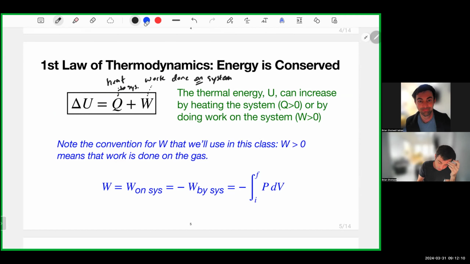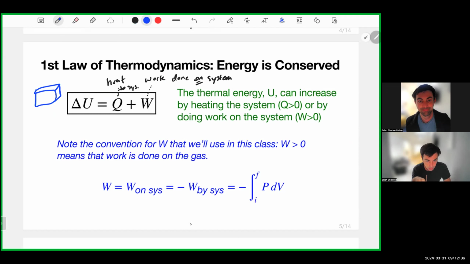So you should think of the system as just being some box, and energy can flow into that box in different ways. You can compress the system, in which case you're doing positive work on the system, or you could just add energy via heat to the system. That will also increase the energy inside that box.